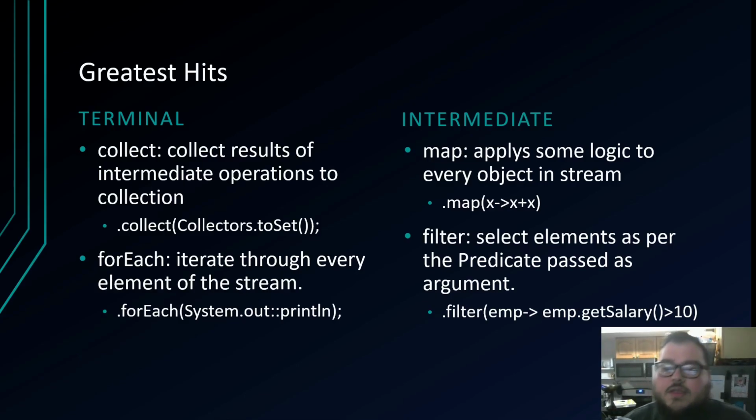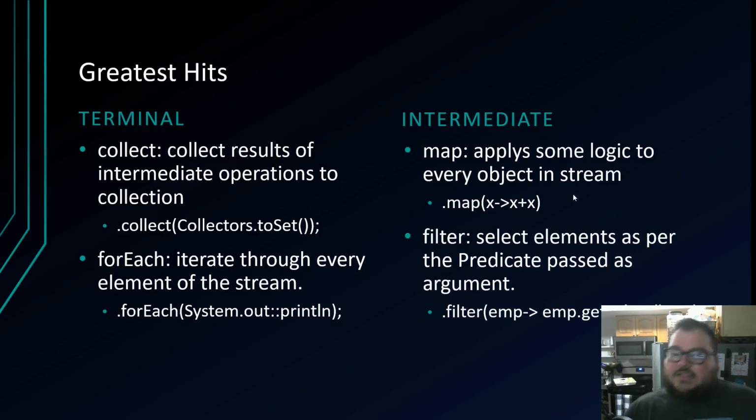Next we have filter. A filter basically selects the elements based on the predicate that's passed as the argument. So this is the predicate we're passing in, and we're saying for each employee, filter out any employee that has a salary that's not greater than 10. We want to keep just the employees whose salaries are greater than 10. So that gives us an idea of these intermediate operations as well as the terminal operations.